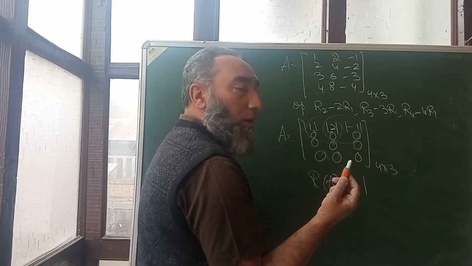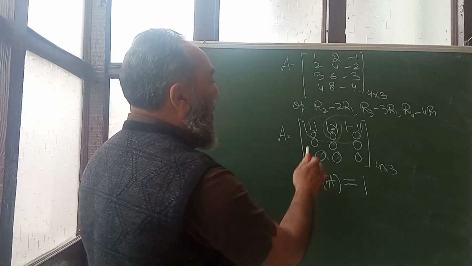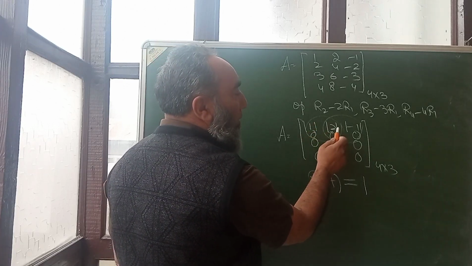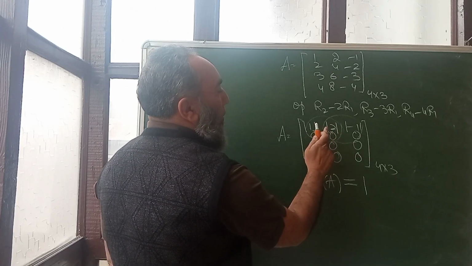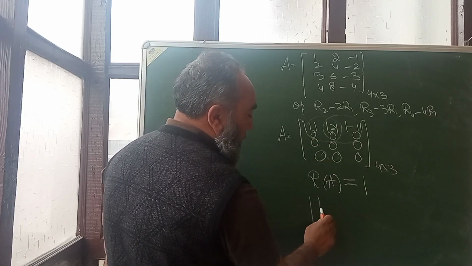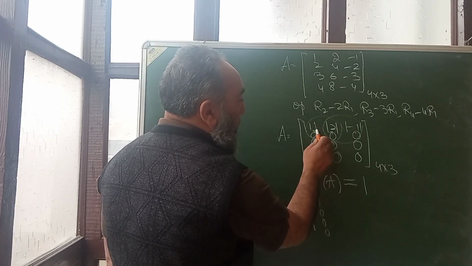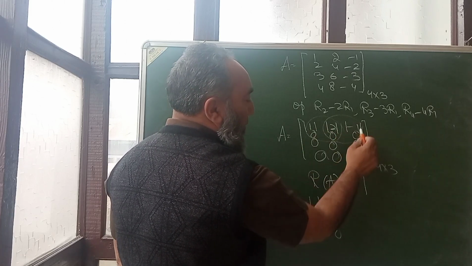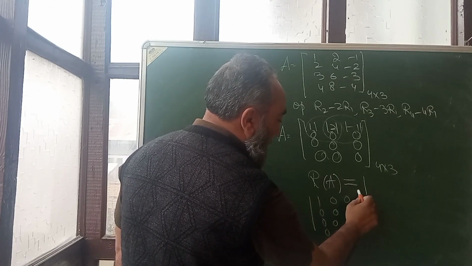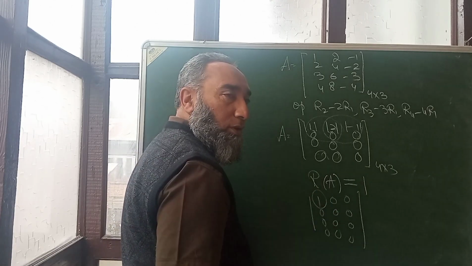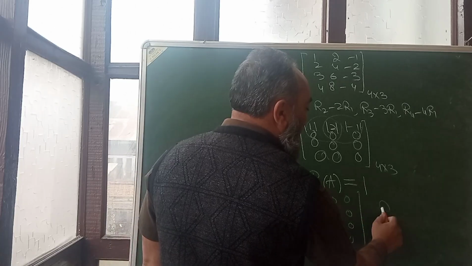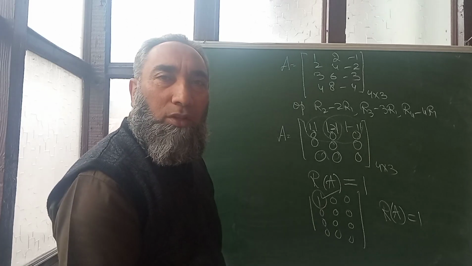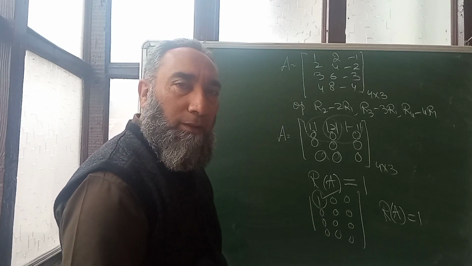Minors of order 2 are all 0. So rank is 1. Fine? You can also take column transformations instead of row. Use column 2 minus twice column 1. You see, column 2 minus column 1 gives 1, 0, 0, 0. Column 2 minus twice column 1 gives 0, 0, 0, 0. Column 3 plus column 1 gives 0, 0, 0, 0. You cannot make this one 0, because it is in the diagonal. So, rank of A is 1, because there is exactly one minor of order 1 which is not equal to 0. Fine? So, rank is 1.